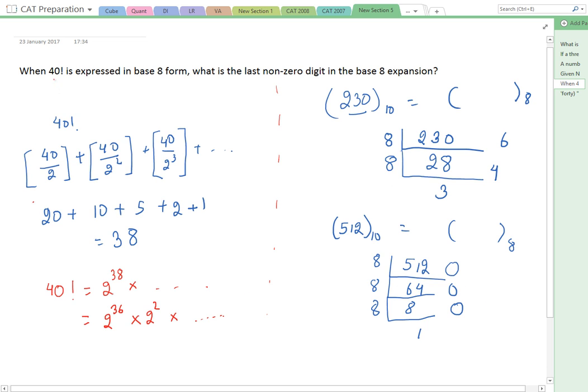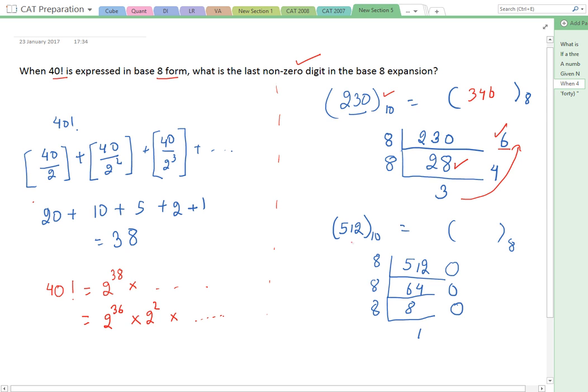In this question, 40 factorial is expressed in base 8 form, and we have to find what is the last non-zero digit. We'll take this opportunity to also see how we can convert a number from base 10 to base 8. So if you have 213 base 10, you divide it by 8 and you write the quotient over here and the remainder on the side. And then you keep dividing by 8 till you get the final quotient which is below 8. So in this case, your number will become 346.